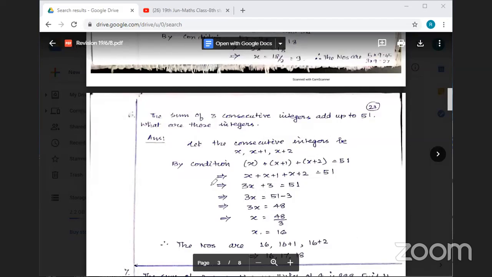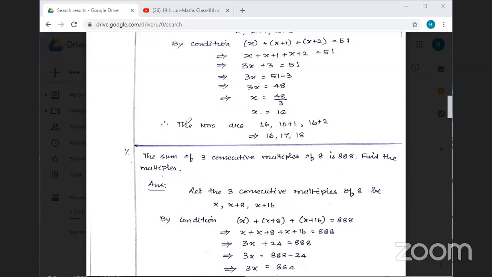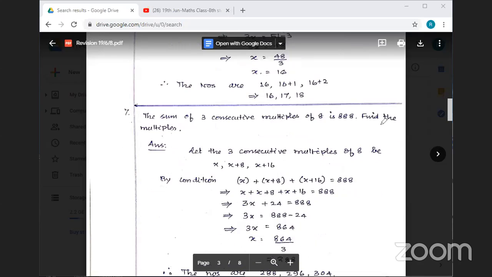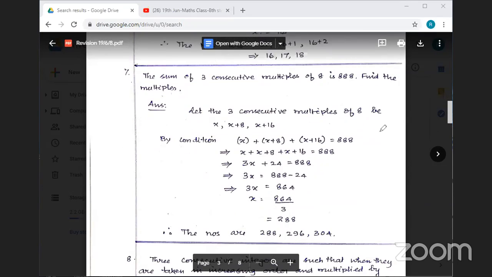Next number, 17. Next number is 18. Therefore, the numbers are 16, 17 and 18. Any doubt? No, sir. Shall we go to the next problem? Yes, sir. Again, consecutive numbers will come.